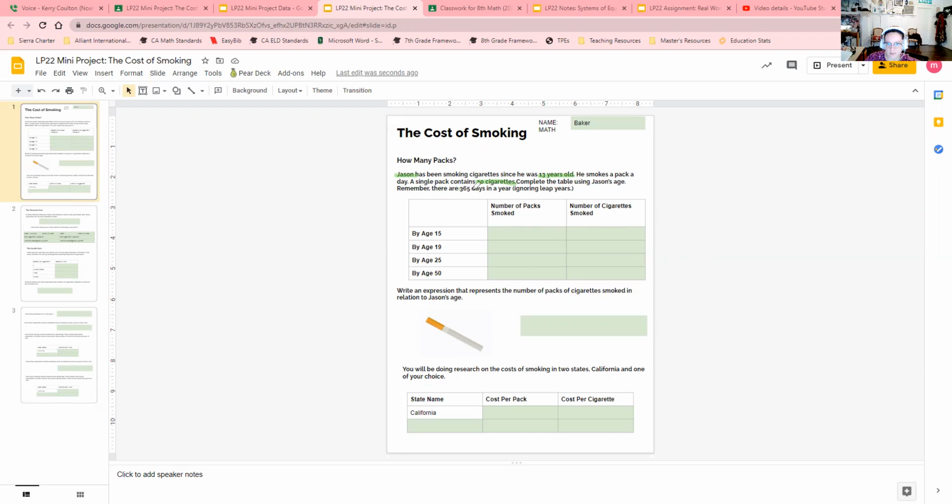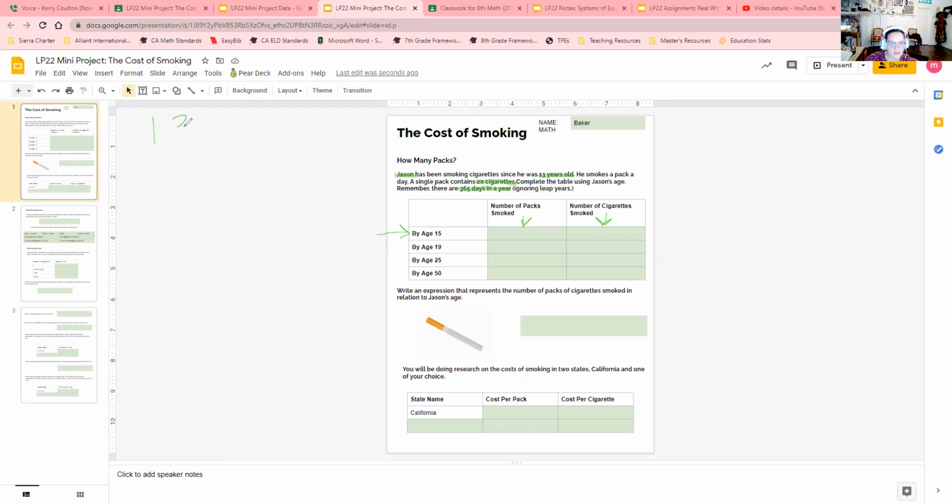And then just a heads up, there are 365 days in a year. We're going to ignore leap years for this. It makes the math wacky. We're not going to worry about it. So by age 15, we want to figure out how many packs of cigarettes he has smoked and how many individual cigarettes that is.